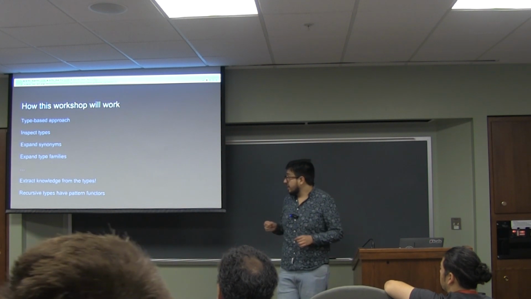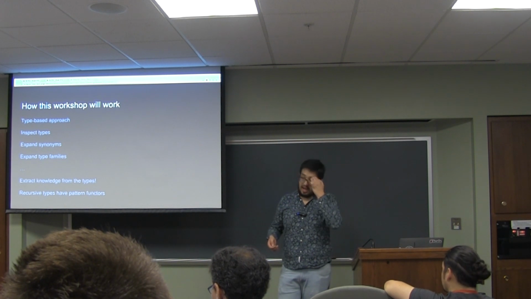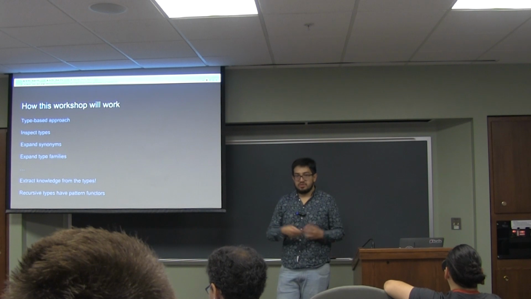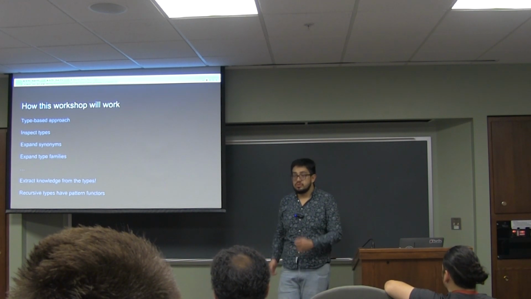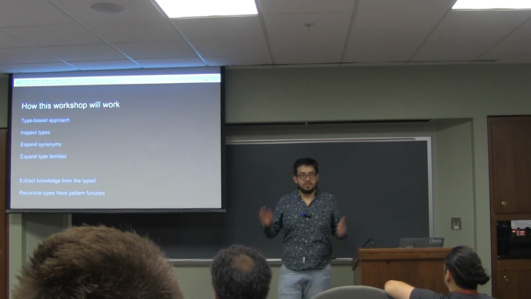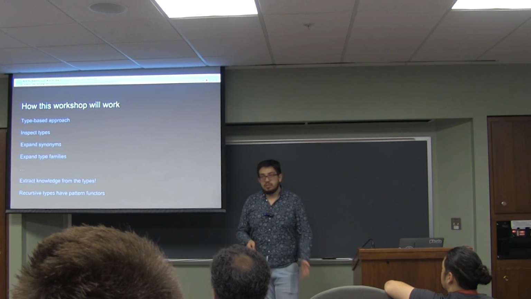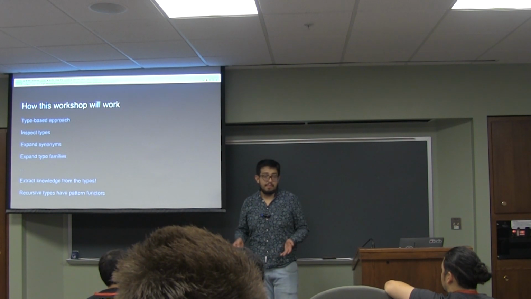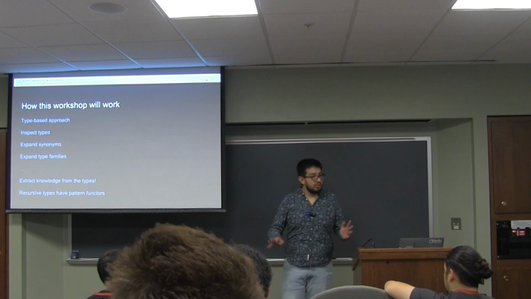A recursive type is a tree, for instance, and the tree has a pattern functor. A free monad on top of some functor is a recursive structure, and that also has a pattern functor. Not all recursive structures have pattern functors, but the ones that we will see in this talk all have pattern functors. There are some cases where you have a recursive structure that doesn't really have a pattern functor. I'm not familiar with those, but I know that they exist. Those will not be covered here.